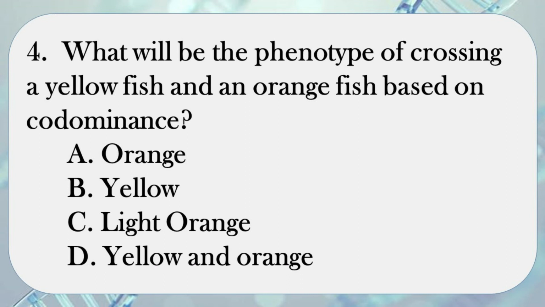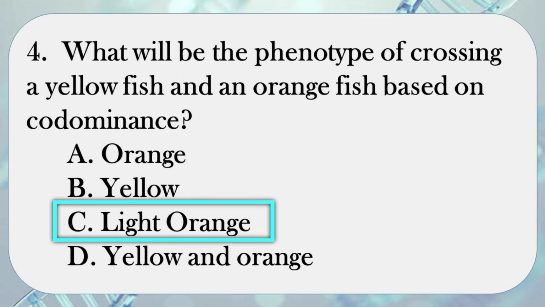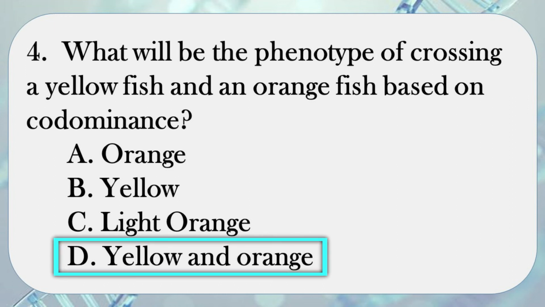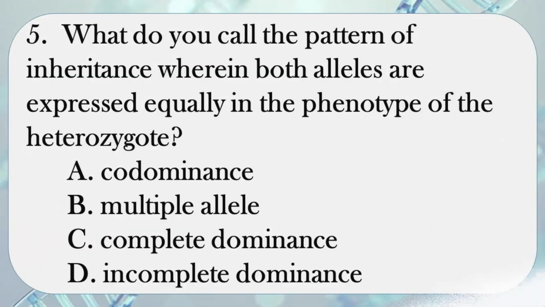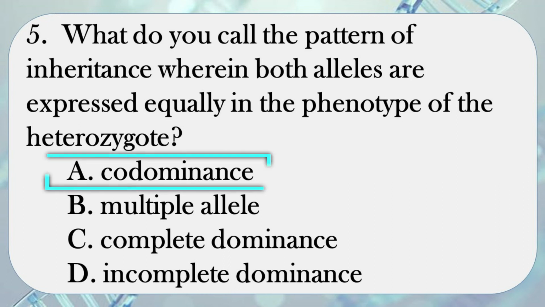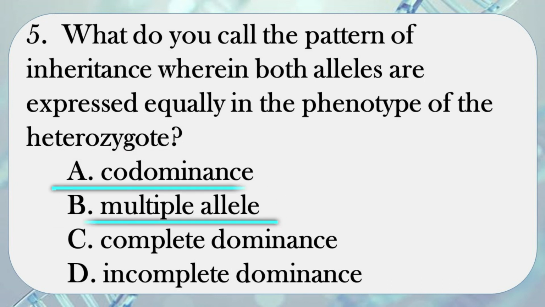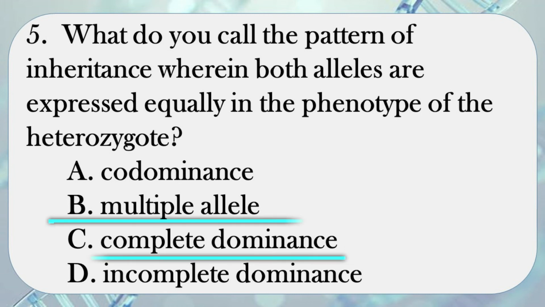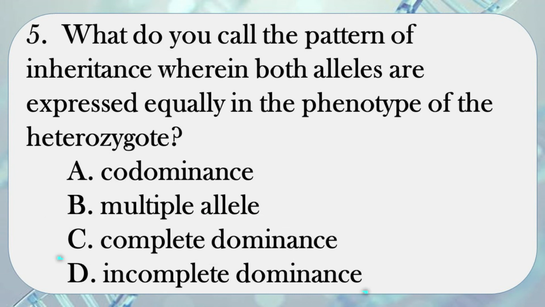Number 4. What will be the phenotype of crossing a yellow fish and an orange fish based on codominance? A. Orange, B. Yellow, C. Light orange, D. Yellow and orange. Number 5. What do you call the pattern of inheritance wherein both alleles are expressed equally in the phenotype of the heterozygote? A. Codominance, B. Multiple allele, C. Complete dominance, D. Incomplete dominance.